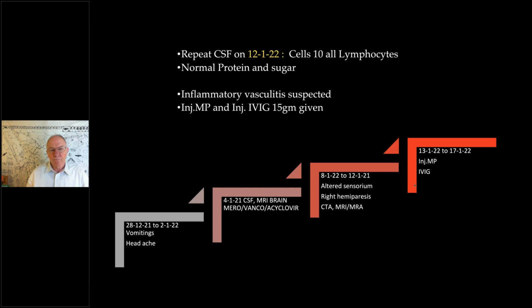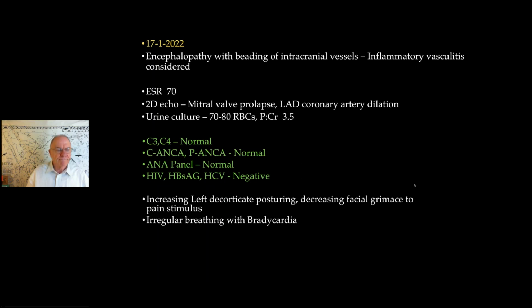Previously it was 144 cells with 90% neutrophils. Now only 10 cells, all lymphocytes. The proteins and sugar were normalized. Even after methylprednisolone pulse therapy and IVIG, the child's sensorium was progressively deteriorating, so for further management he was referred to Rainbow Children's Hospital, Hyderabad.